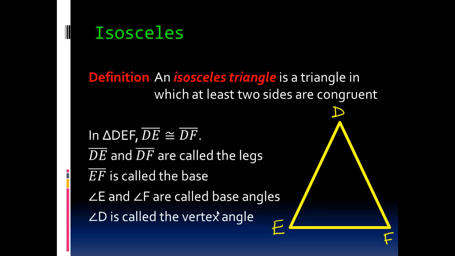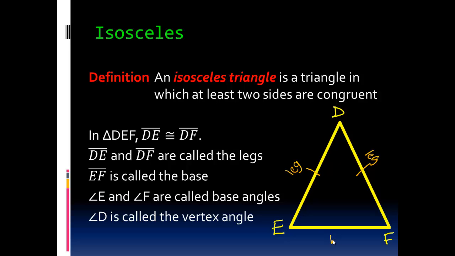An isosceles triangle is a triangle in which at least two sides are congruent. So in triangle DEF, segment DE is congruent to segment DF. Segments DE and DF are called the legs. So the two congruent segments are the legs. It doesn't matter which way the triangle is. It could be upside down or on its side. It doesn't matter. The two congruent parts are always the legs.